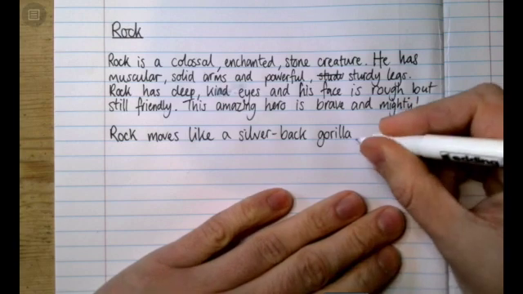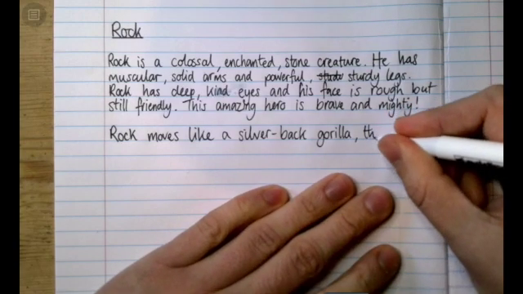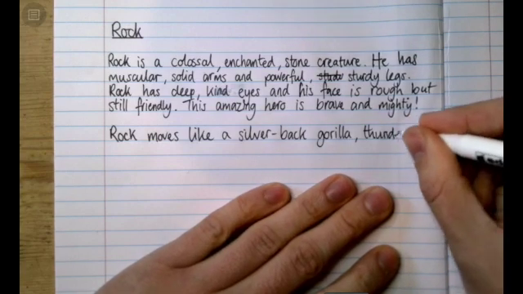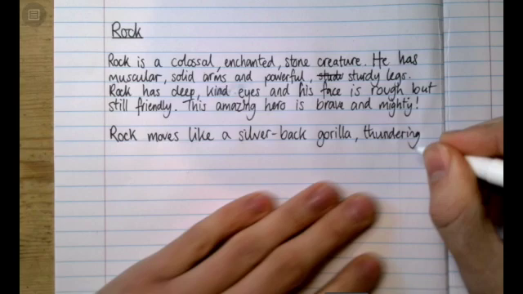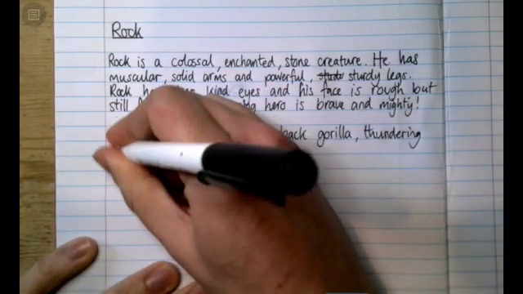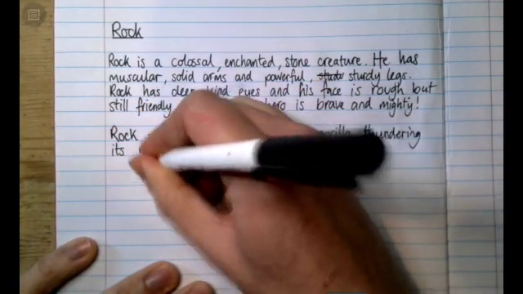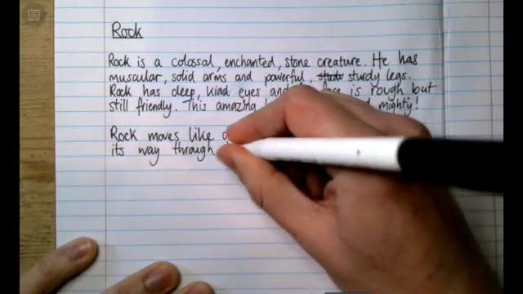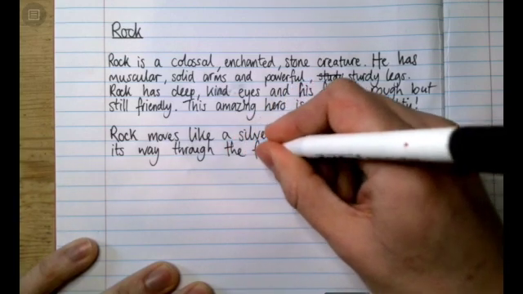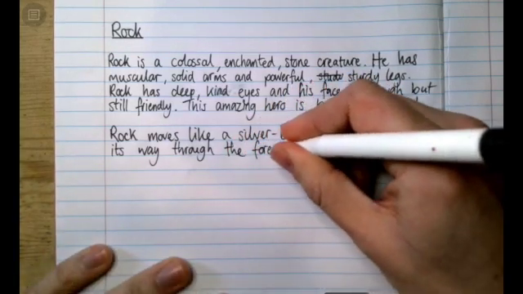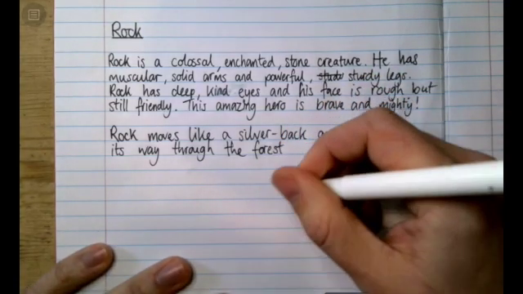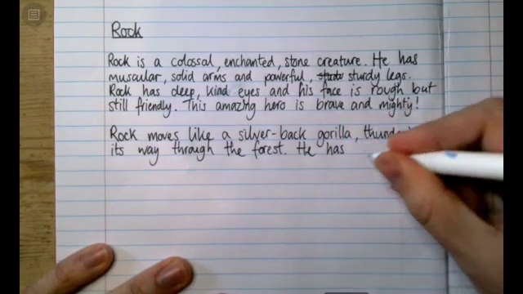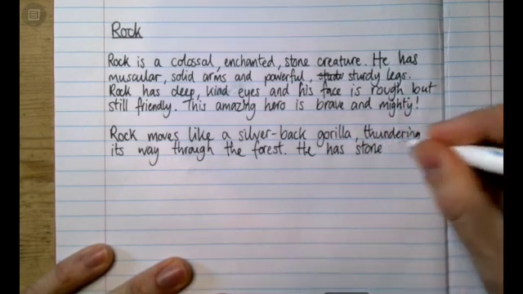gorilla. Nice. And it's not threading its way, it's kind of like thundering its way through the forest, through the land, through the landscape, through the paper forest. He has stone joints.